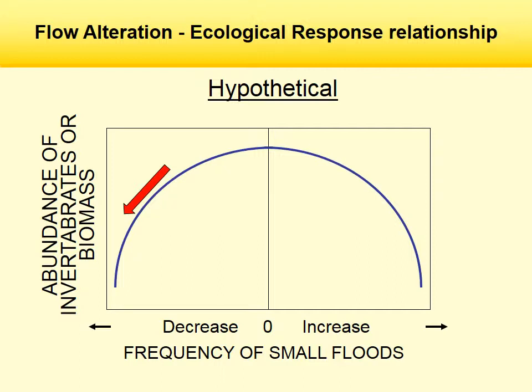They have living space between the stones. So as we decrease the frequency of small floods, we can expect a decrease in abundance because that living space is being lost. So that would be a hypothetical flow ecology relationship. There are no empirical data points on this relationship. This is best professional understanding of what we can expect the response to be between this measure of hydrology and its alteration and this measure of invertebrate response.